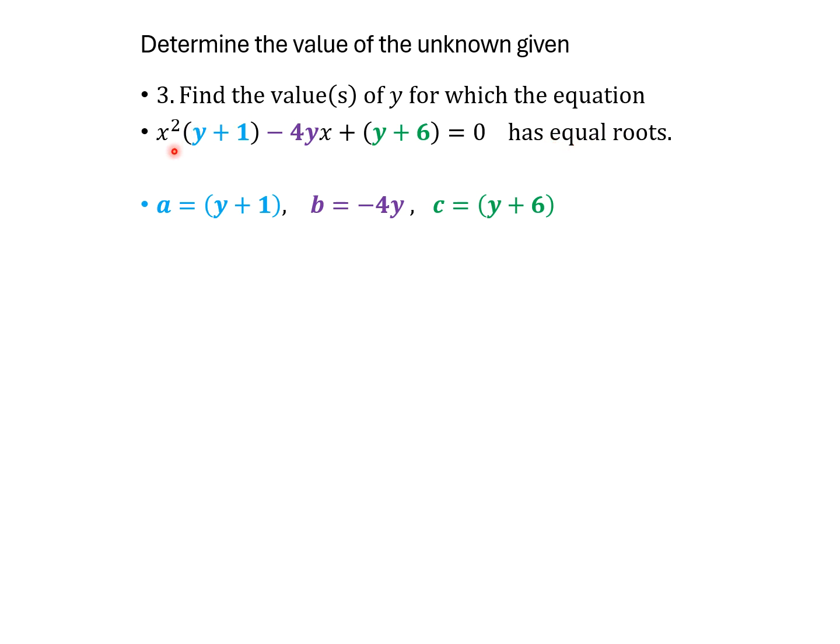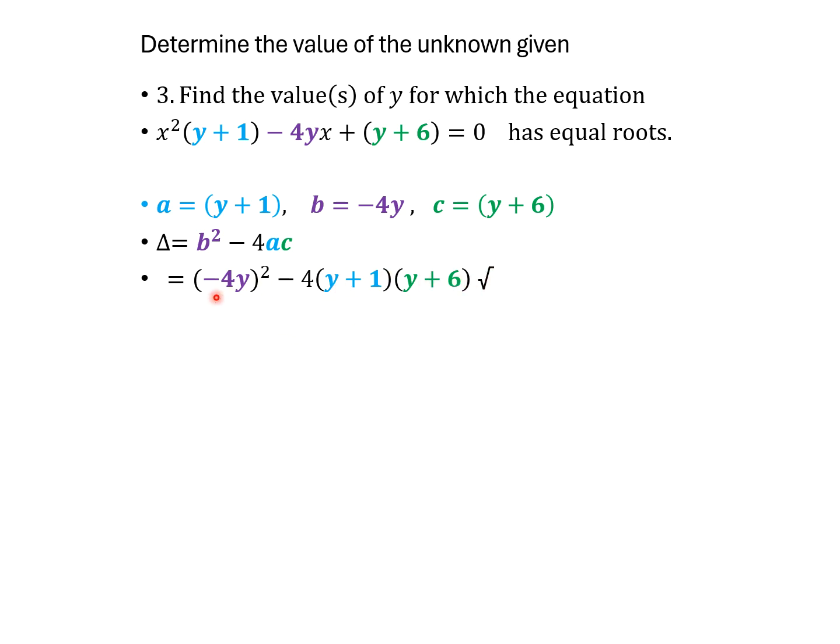The coefficient of x squared is y plus 1, so a is y plus 1. The coefficient of x is negative 4y, so b equals negative 4y. And c, the constant, is y plus 6. So we're going to substitute into b squared minus 4ac: my b is negative 4y squared, minus 4, a is y plus 1, and c is y plus 6.